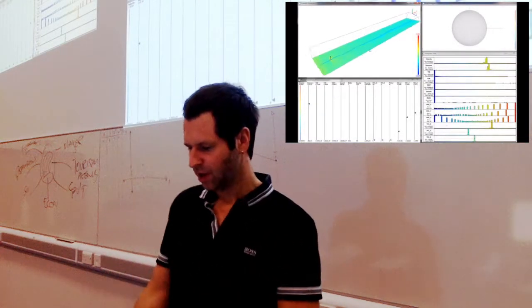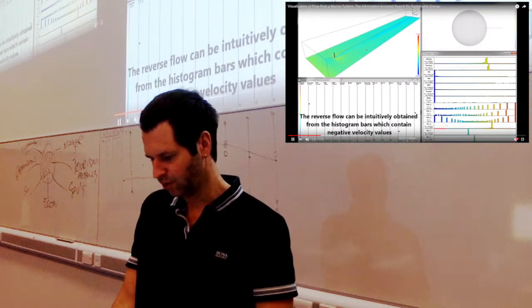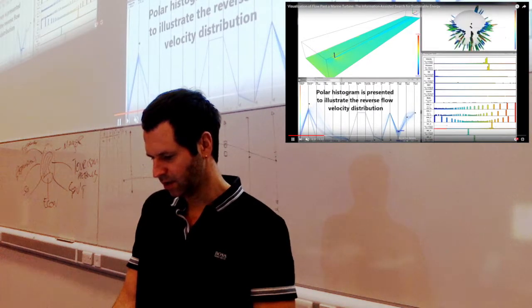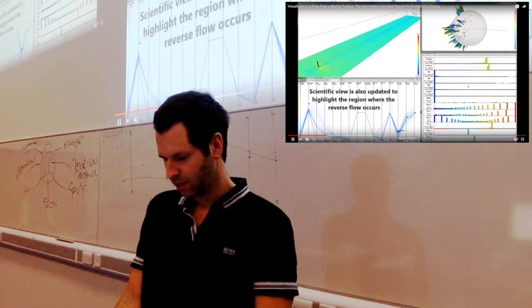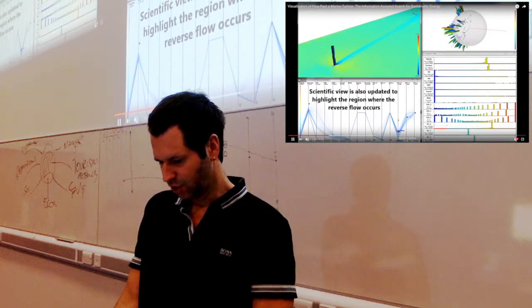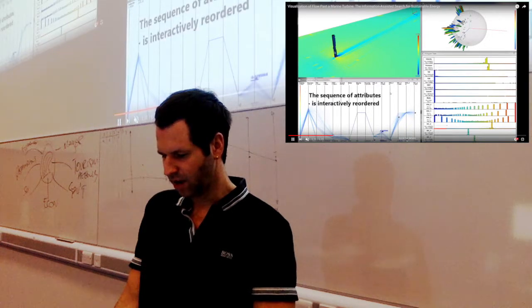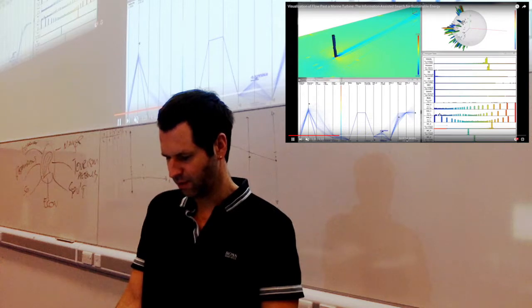So this is what coordinated multiple linked views looks like. Here we have a spatial view. Here we have a parallel coordinates view. Here's the histogram, and this is the spherical histogram. This is the standard histogram table. So the user has selected some data in the parallel coordinates plot, and then that same data is shown in the spatial view, the spherical histogram view, and the standard histogram view.